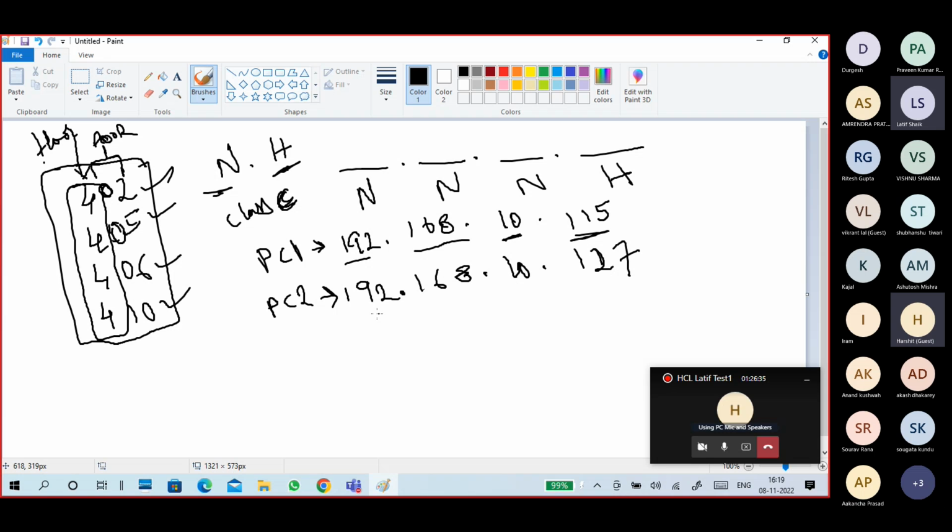Now, will these two computers, PC1 and PC2, communicate with each other or not? See, the first octet is the same, the second octet is the same, and the third octet is also the same. Of course, this is the host portion, no problem. They will communicate with each other. Guys, understand? Two systems will communicate.